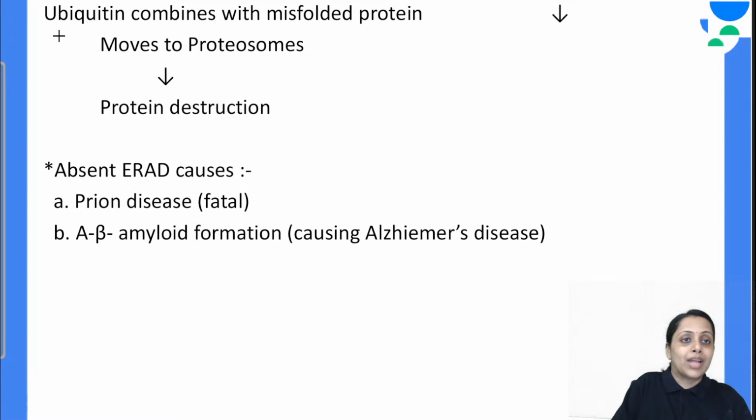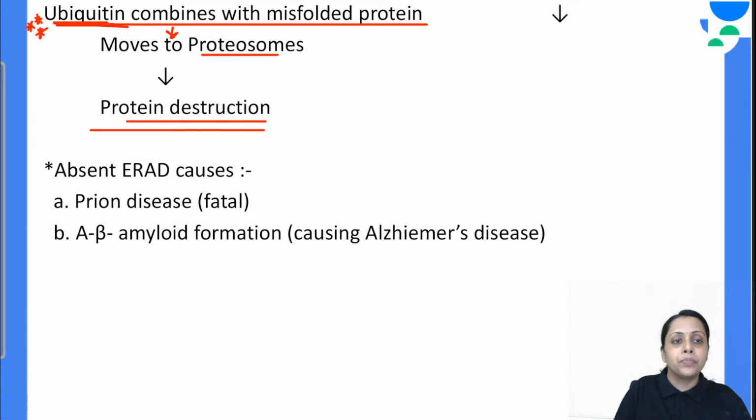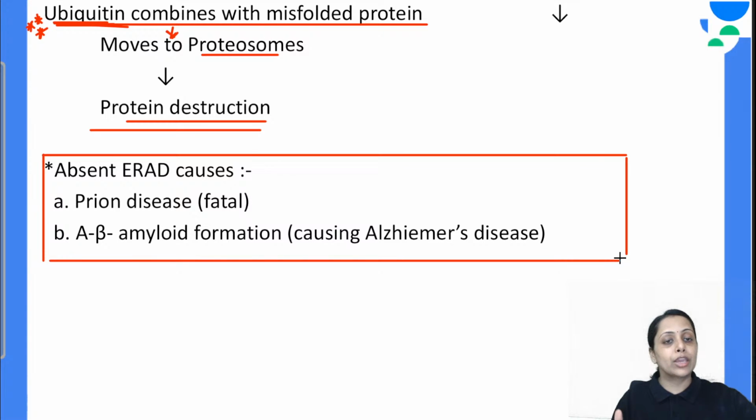So moving further, what happens? This ubiquitin molecule combines with the misfolded protein. Do you remember? This ubiquitin is important for degradation of misfolded protein. This ubiquitin is going to combine with the misfolded protein, and they will move to the proteasome, and the protein destruction occurs there. So whenever there is an absence of this endoplasmic reticulum assisted degradation, what happens? Misfolded protein will accumulate in our body, and in certain cases it leads to prion disease. In certain cases, it leads to A beta amyloid formation that is causing Alzheimer's disease. So this misfolded protein should be degraded in the endoplasmic reticulum. So what is the role of endoplasmic reticulum? Protein synthesis occurs, folding of protein occurs, and misfolded protein is also degraded by this endoplasmic reticulum.